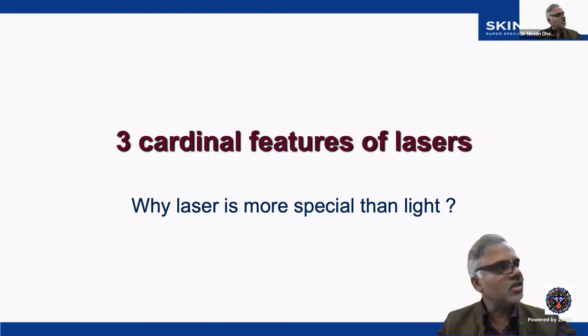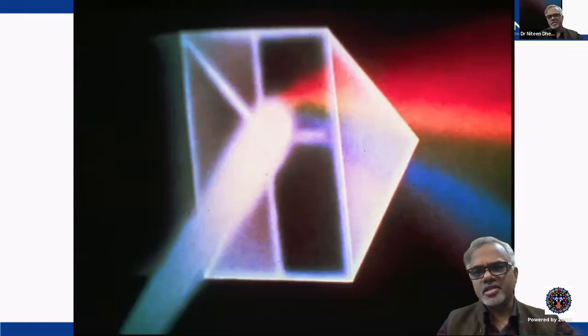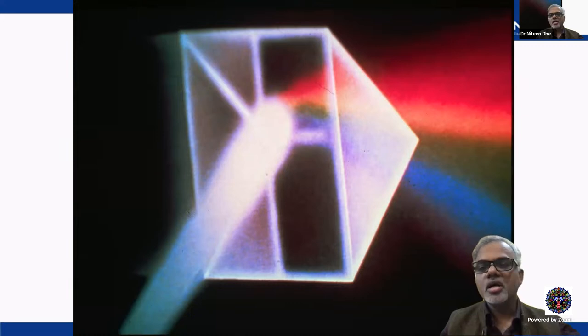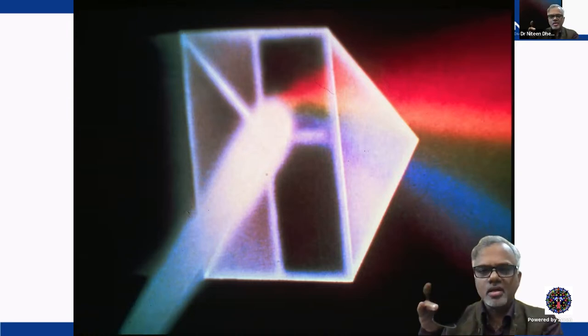Now, what is laser? There are three cardinal features of lasers. Why is laser more special than ordinary light? Laser is monochromatic, collimated, and coherent. What's that? Let's see. What is this? It's a prism. Ordinary light falls on a prism and is split into VIBGYOR. So each different color or wavelength is separated. This is ordinary light, with all the components of light there. What is this?